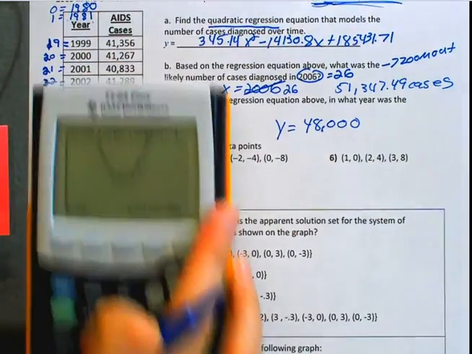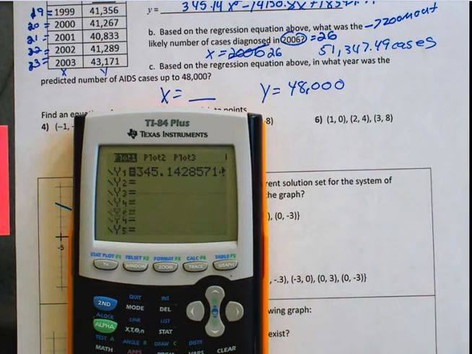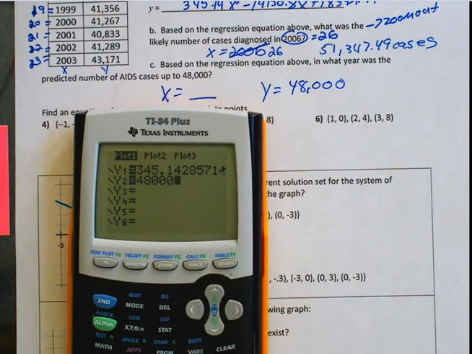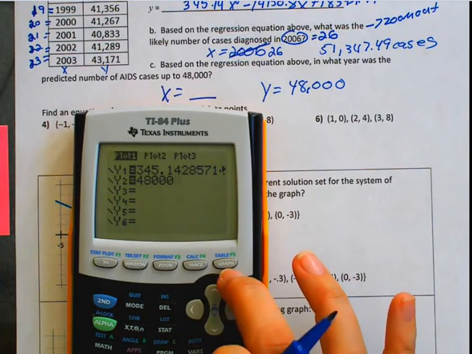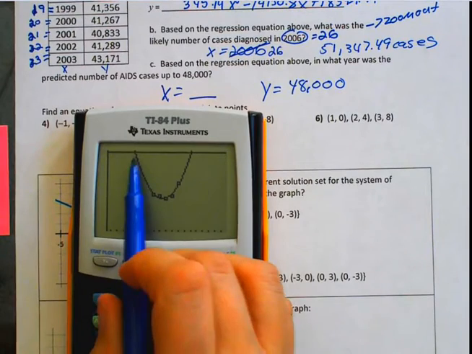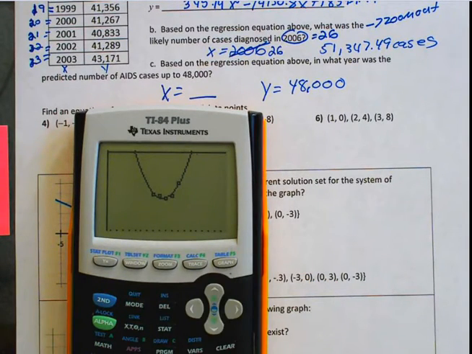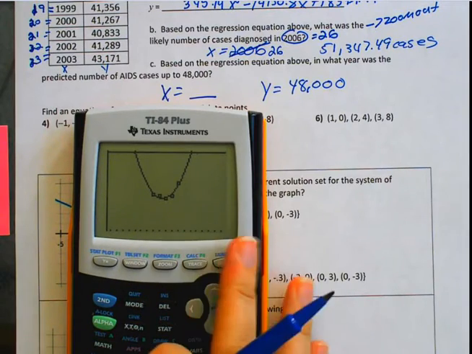Okay, if they give you Y, then you have to go into Y equals, arrow down once, and put in the value that they give you for Y. Okay, and then if you go back to the graph, it's going to show you that there's two intersections with this. So we're going to go ahead and list both intersections.